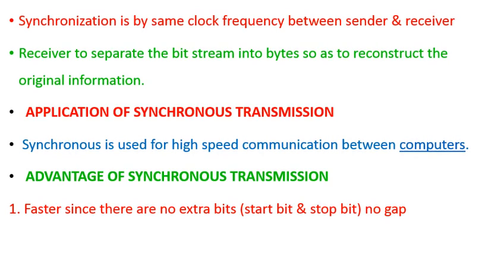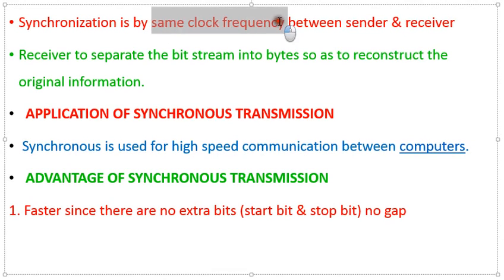Now, this synchronization is by the same clock. What we mean by the same clock frequency is that the rate at which the sender is working must be the same as the speed at which the receiver is working, so that they are moving at the same time with the same frequency, so that they can understand one another and receive the data and send it correctly.